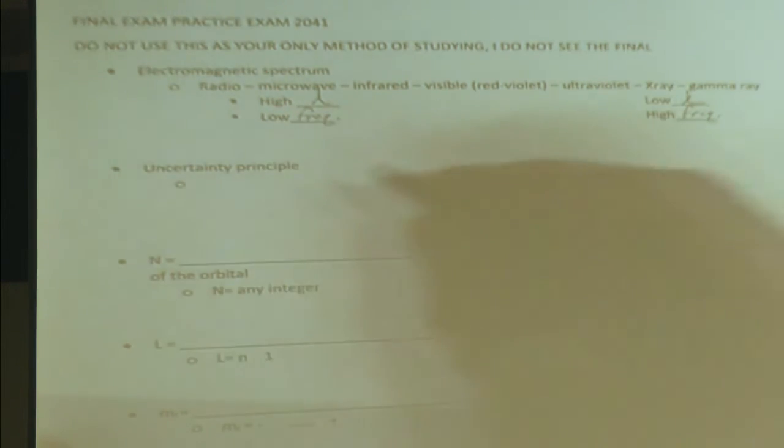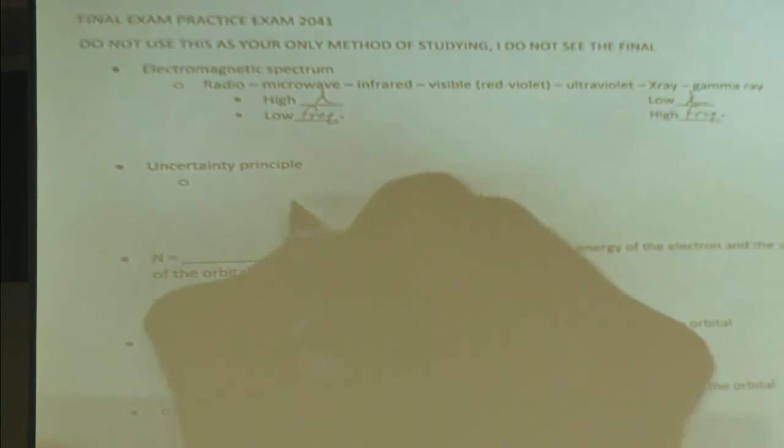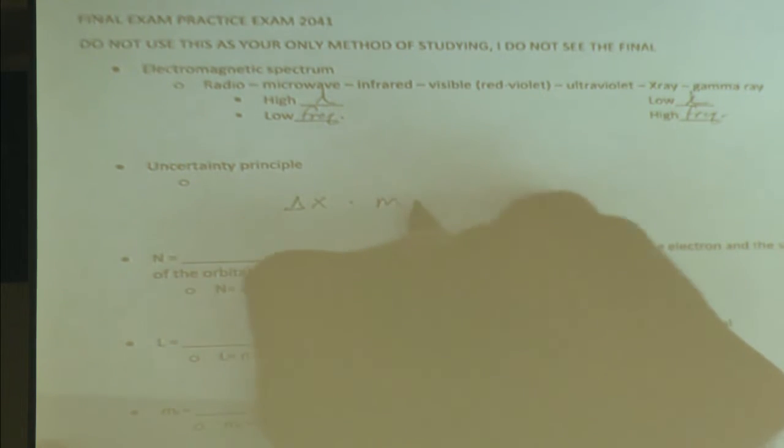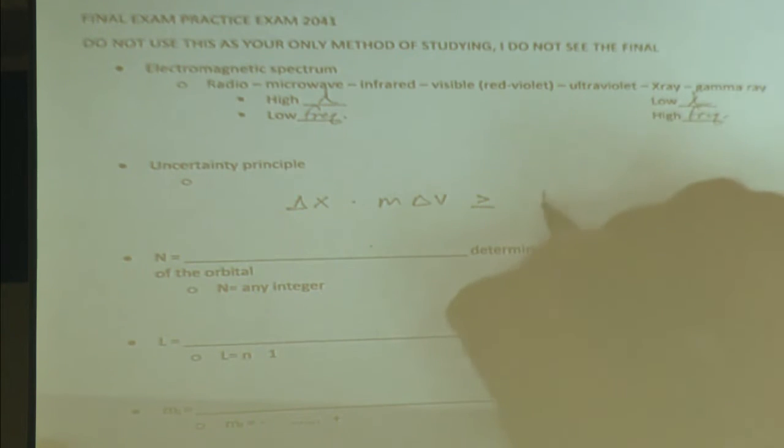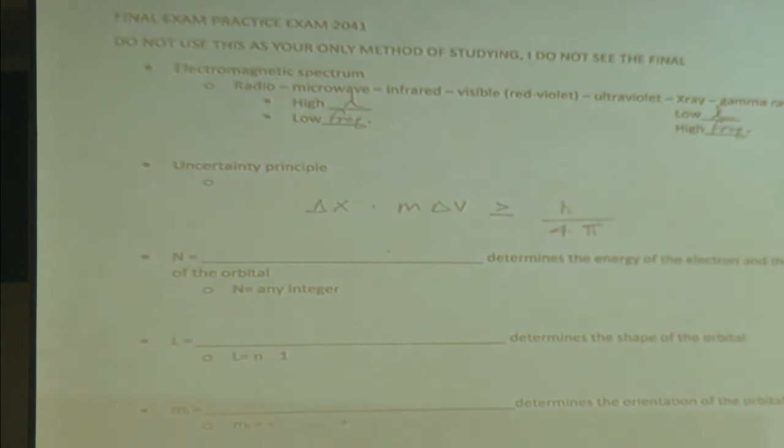So the uncertainty principle, Heisenberg's uncertainty principle, it was the change in x times the change in momentum is greater than or equal to h over 4 pi. And this was used recently as an equation, and there's also a concept behind it. So you might want to go back and read up on some of those concepts, those problems that are more than just an equation.